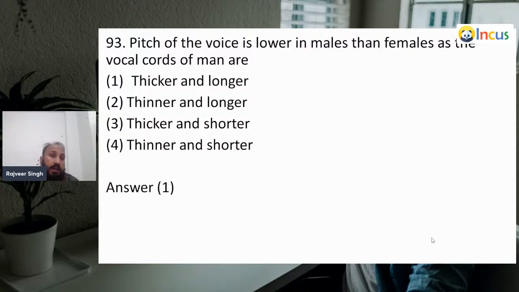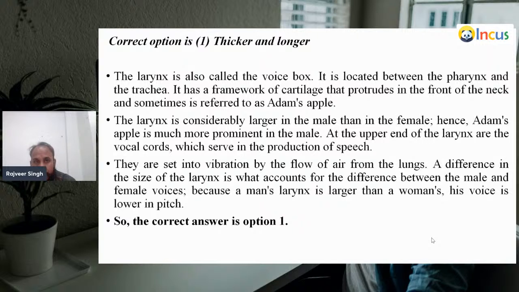Next question: the pitch of the voice is lower in a male than a female as the vocal cords of a man are thicker and longer, thinner and longer, thicker and shorter, thinner and shorter. So you should know about all. First of all, the vocal cords will be thick, and longer also. So our answer will be first. The first option is the right answer.